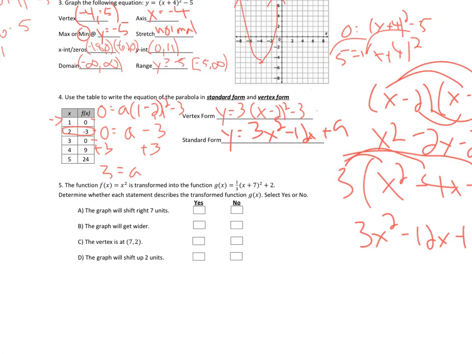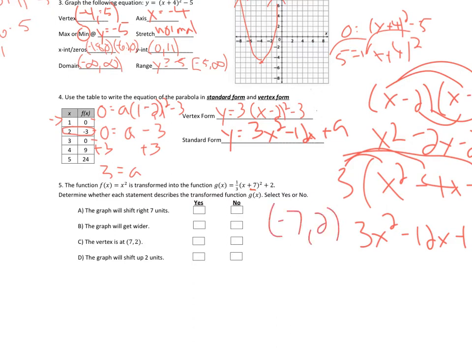All right, so as you look at number 5, it's a function f of x equals x squared is transformed into the function g of x equals 1/3 (x plus 7) squared plus 2. So we're going to determine whether each statement describes the transformation. So the graph is shifted right 7 units. So we do have 7, and it is in our h, which shifts left and right. But our vertex for this would be (-7, 2).